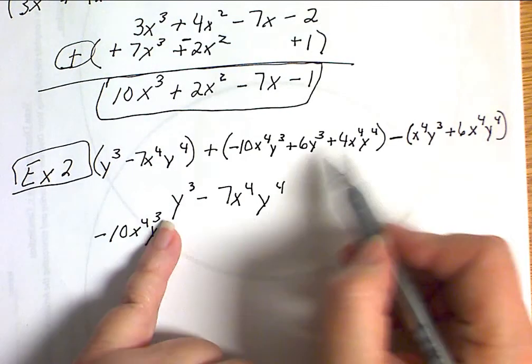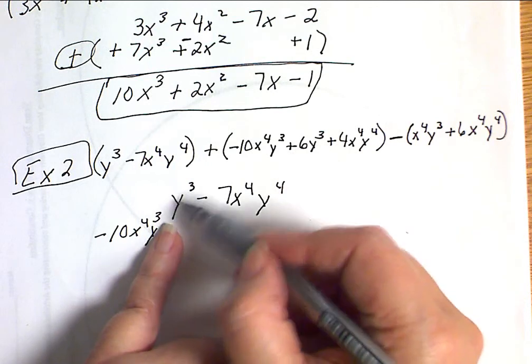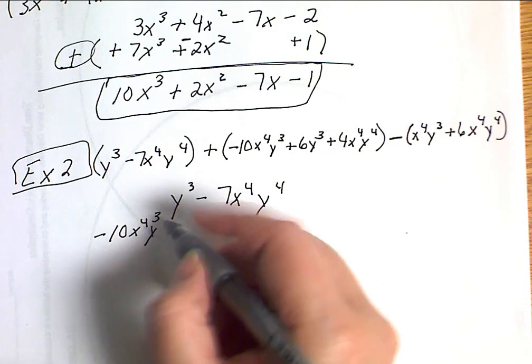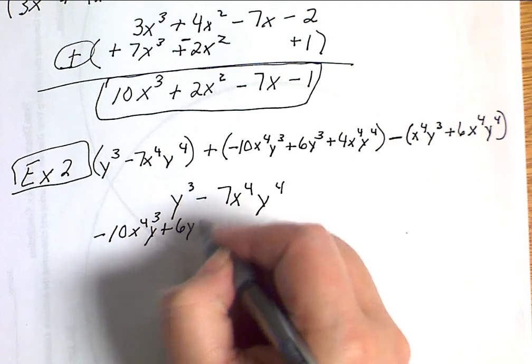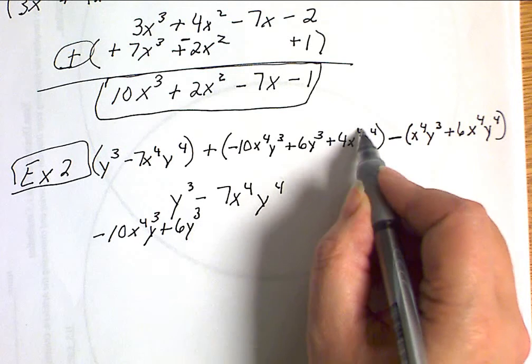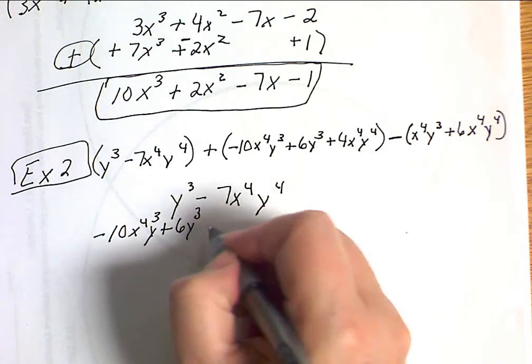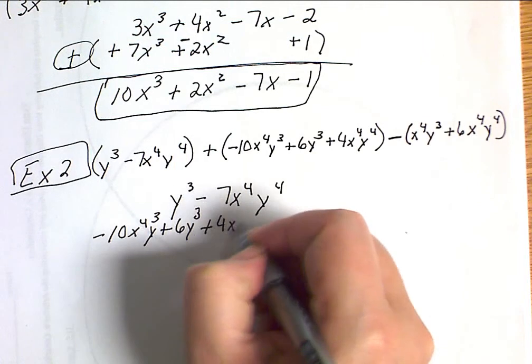Then the next one is 6y cubed. Now that's the same, right? So now we're going to add 6y cubed. Then we have x to the 4th y to the 4th. That's exactly the same, so I'm going to go plus 4x to the 4th y to the 4th.